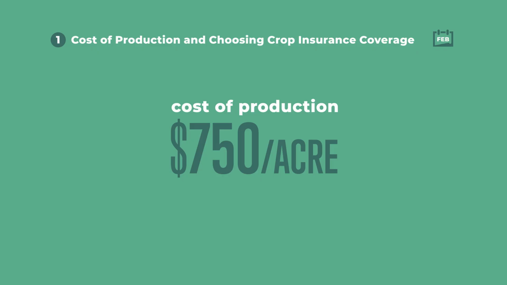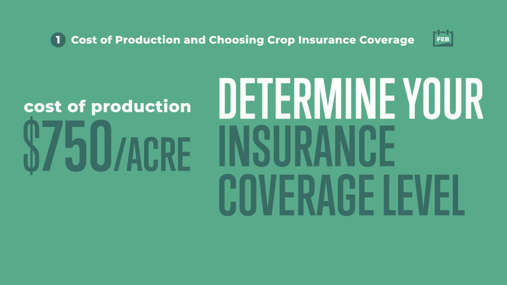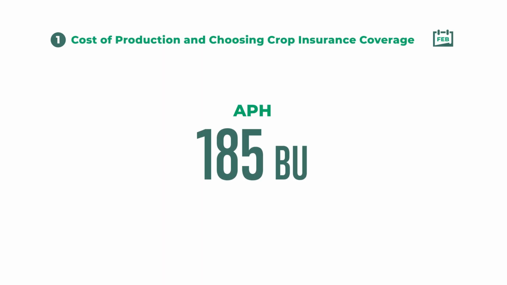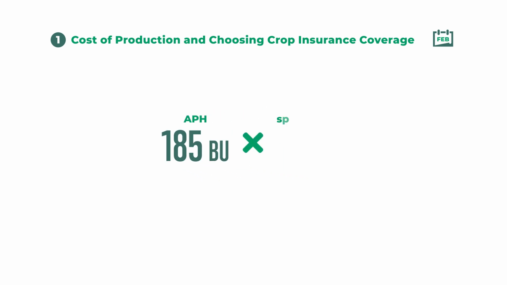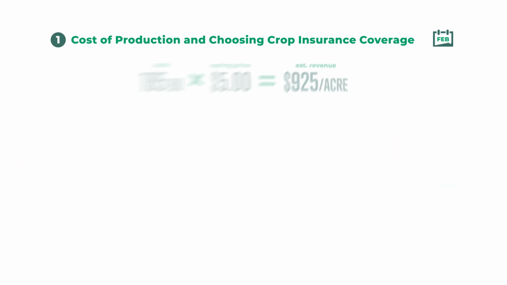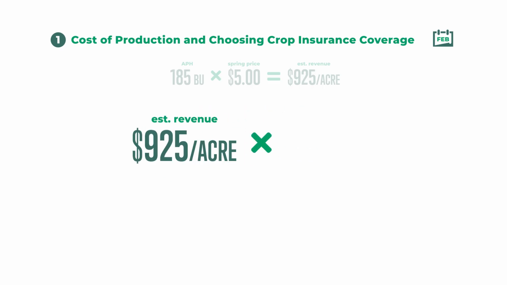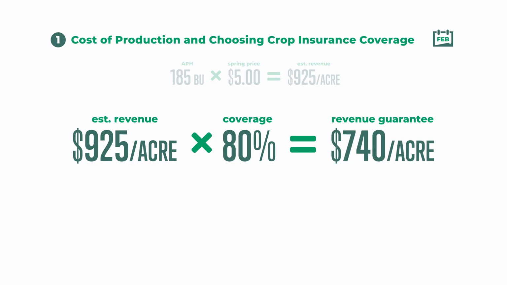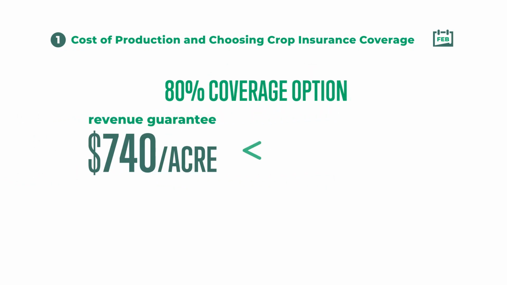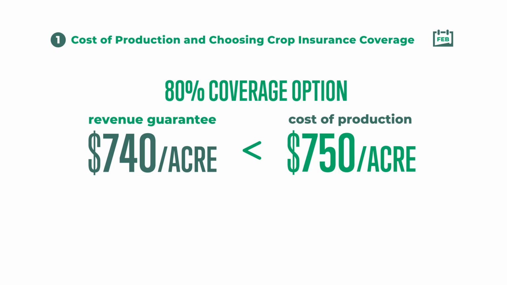Now that you know your cost of production, you can start to determine your insurance coverage level. This farm will use an annual production history, or APH, of 185 bushels and multiply that by a spring futures corn price of $5, giving an estimated value of $925 per acre. To ensure your operation has adequate coverage, you can multiply this estimate by different coverage percentages to calculate your revenue guarantee. For example, 80% coverage would represent $740 per acre of minimum revenue guarantee.